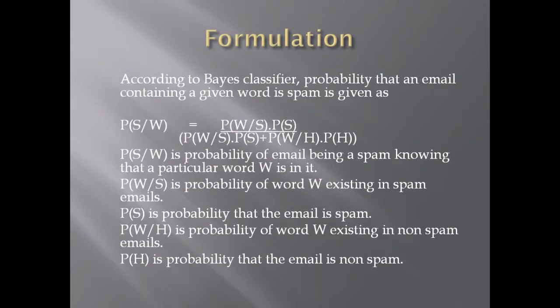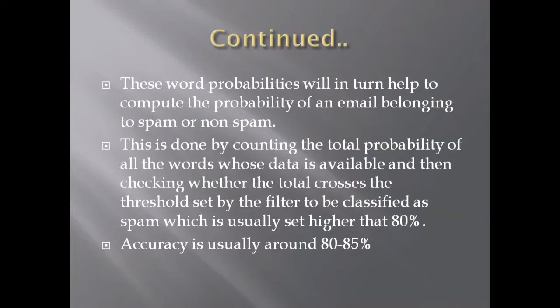So using this formula, we can determine the probability of the email being a spam. In the first step we are calculating P(W|S), which is the probability of a word existing in spam emails. These word probabilities will in turn help to compute the probability of an email belonging to spam or not spam. So how is it done?